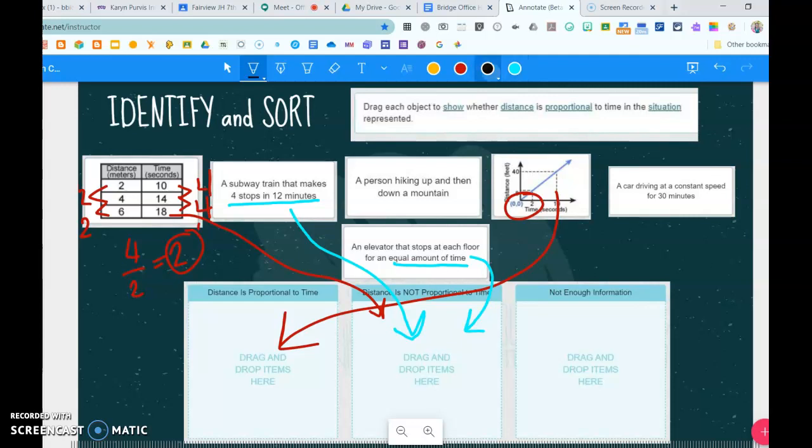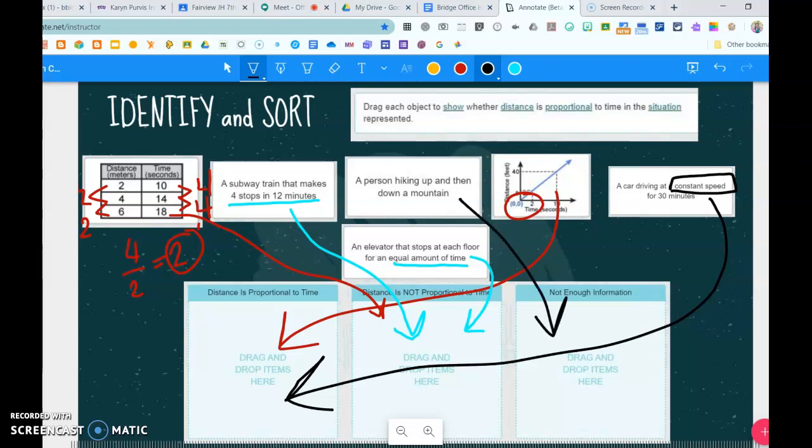A car driving at a constant speed. The constant speed right there tells you that it's going to be proportional. And then a person hiking up and then down a mountain. Well, they didn't give us a speed. They didn't give us a starting point. They didn't give us an ending point. They didn't really give us enough information to figure that one out.